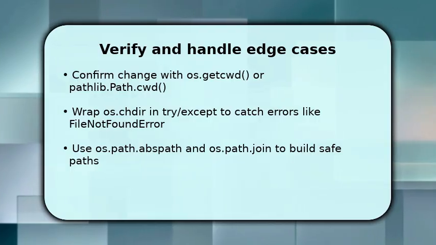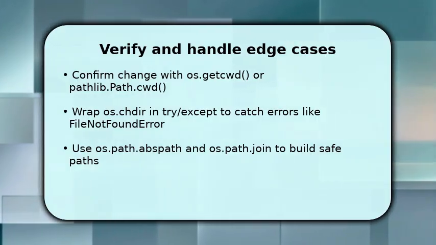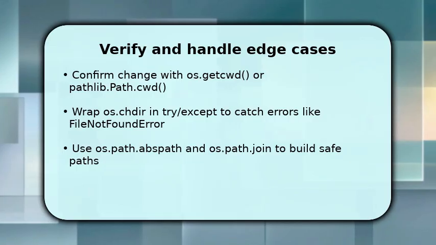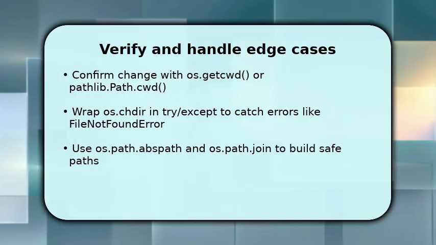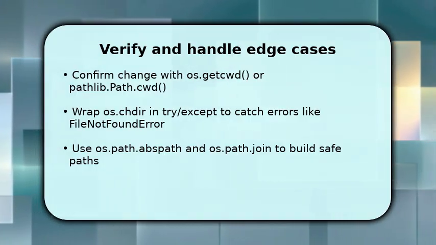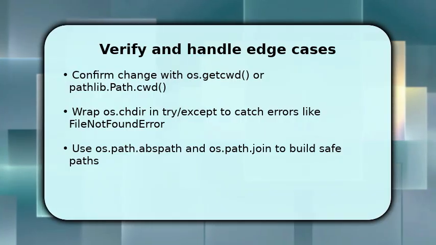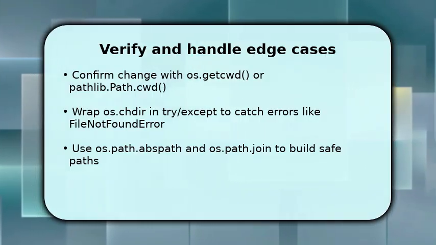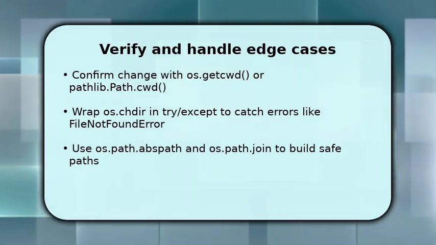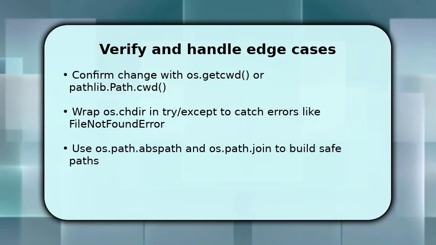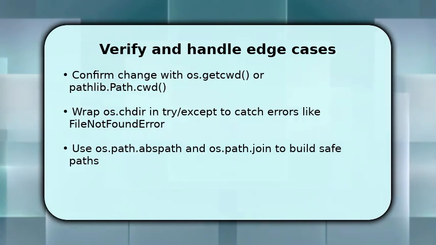If you need robust handling, wrap the chdir call in try/except and handle FileNotFoundError or PermissionError so the script can fail gracefully. When constructing paths, use os.path.abspath and os.path.join to avoid relative path ambiguity and to normalize separators. This prevents platform-specific mistakes and keeps file operations predictable.